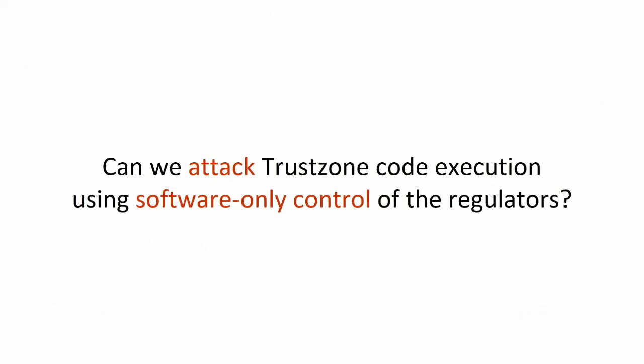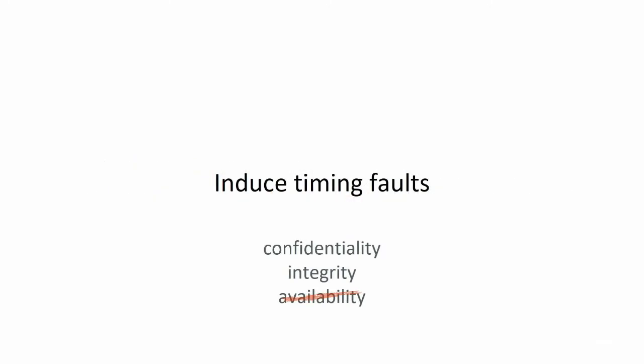Ultimately, we want to ask, can we attack the TrustZone code execution from outside TrustZone using purely software-only control of the hardware regulators? The idea is to push the frequency and voltage past the operational limits of the devices to induce timing faults, and ultimately to break the confidentiality and the integrity guarantees of ARM TrustZone. Note that we are not looking at availability here because it is trivial to break that.